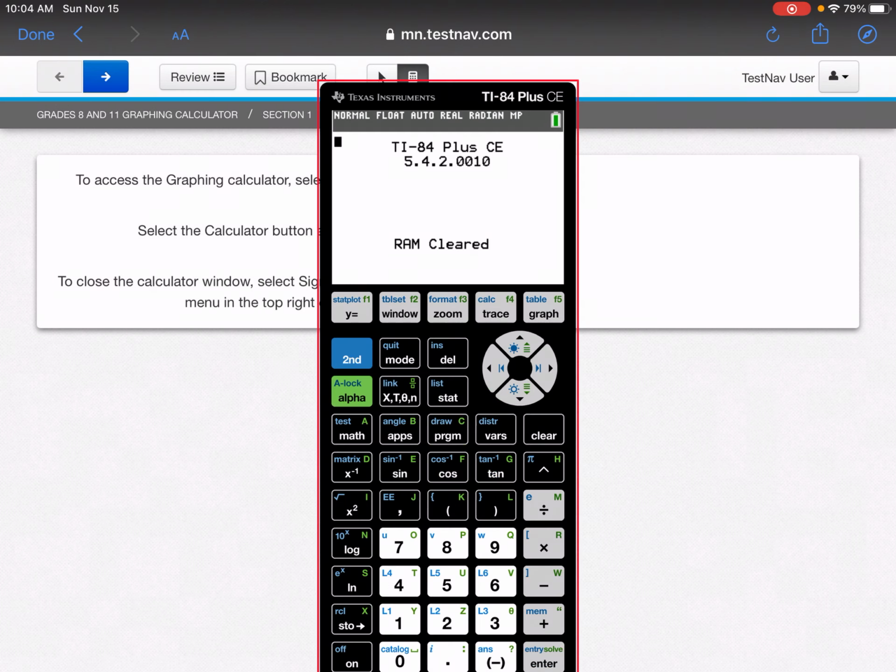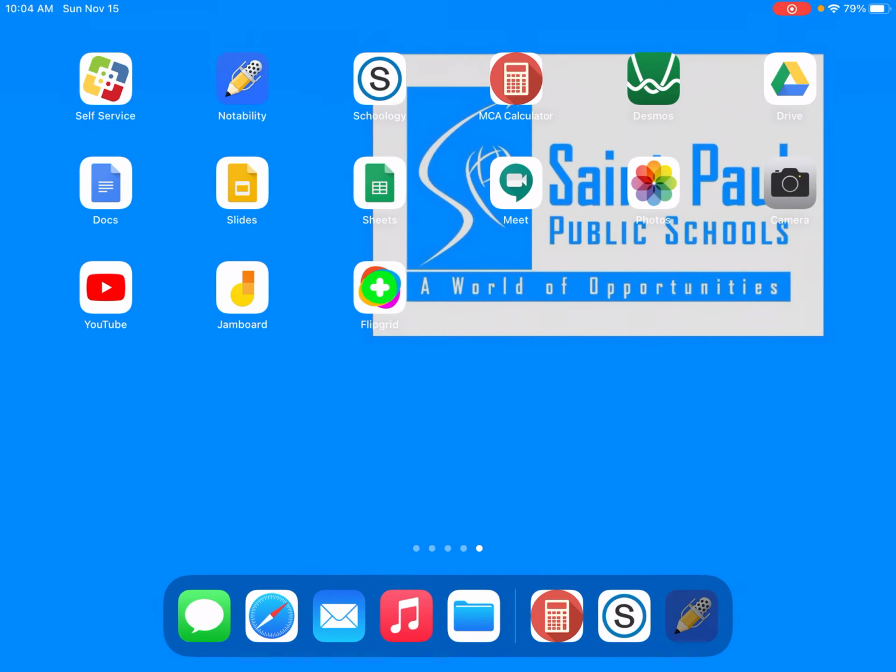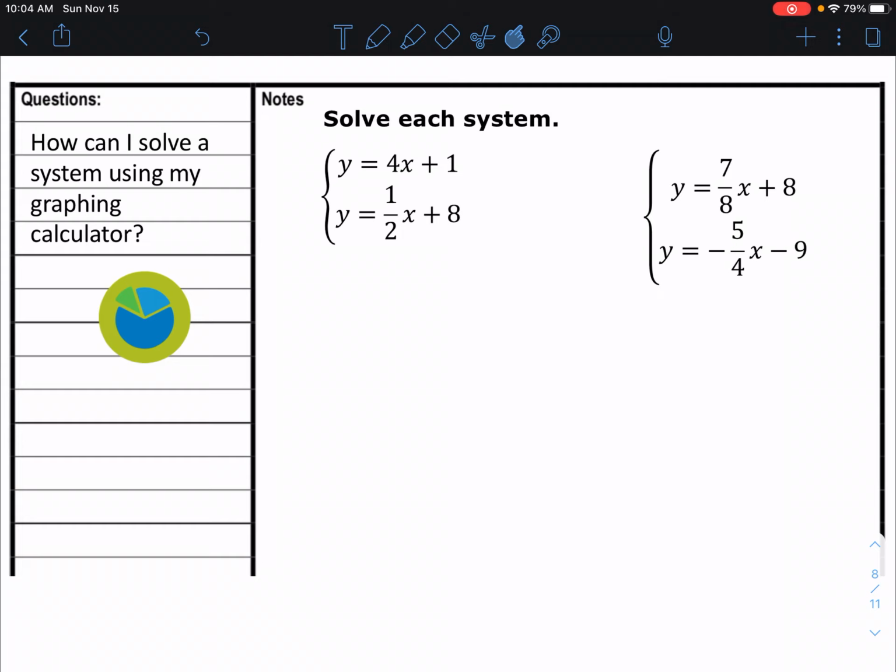Okay, so I've got my calculator. Now, I need to enter the two equations. Notice they were both in y equals form. Again, just to take a look, they were y equals 4x plus 1 and y equals 1/2 x plus 8. So we're going to type those in.